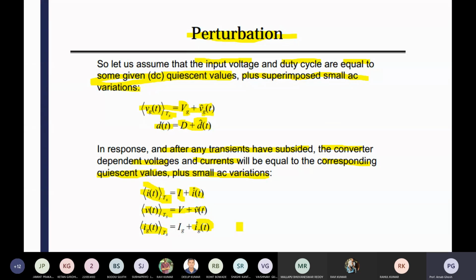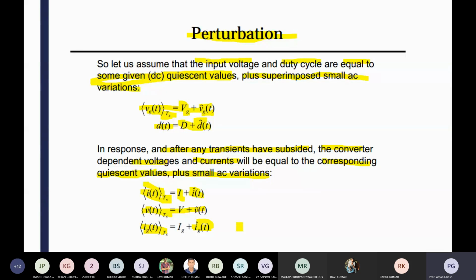Why are we going for that? Because we have to calculate the transient values as well as the steady state value. So if we perturb all these, then instead of vg(t) averaged over the cycle Ts, we put Vg plus v̂g(t). Then we replace all those expressions in our previous equations.